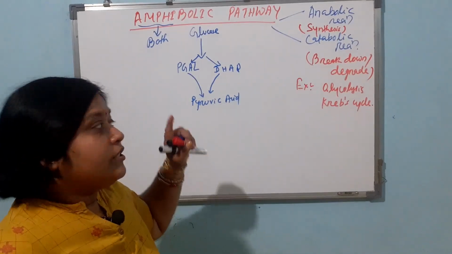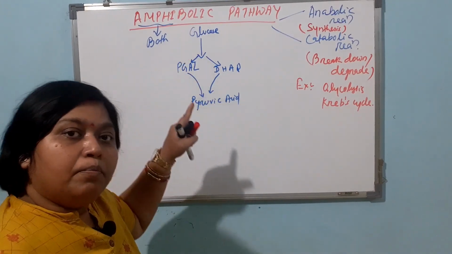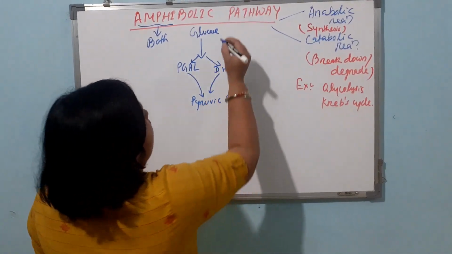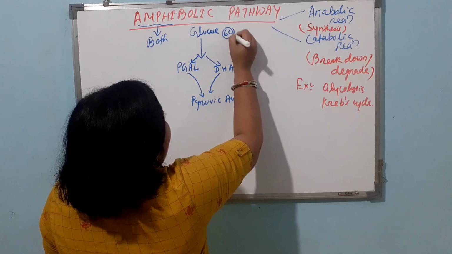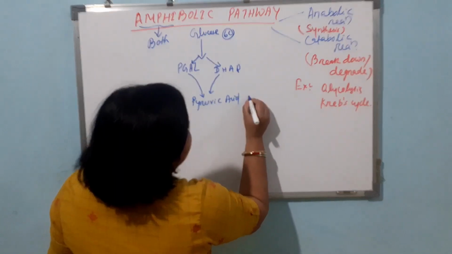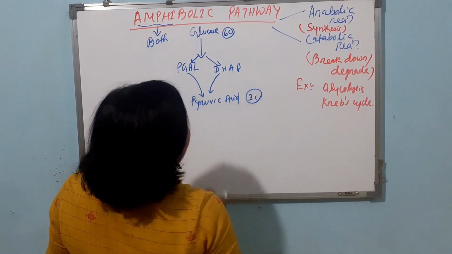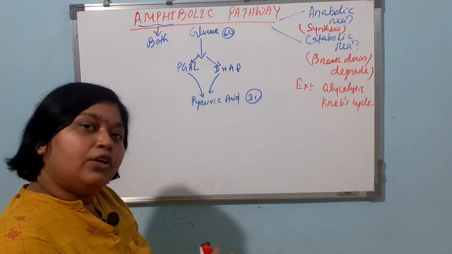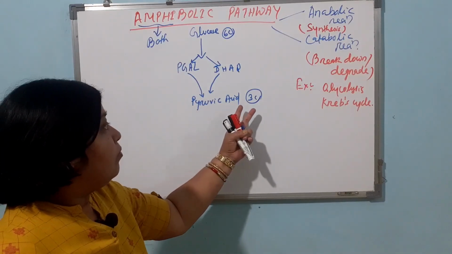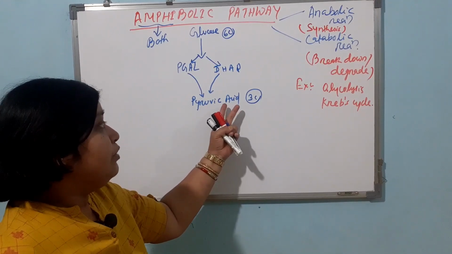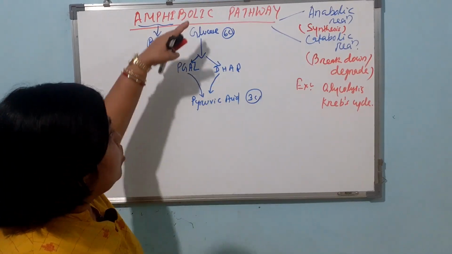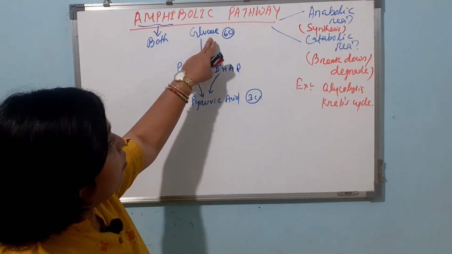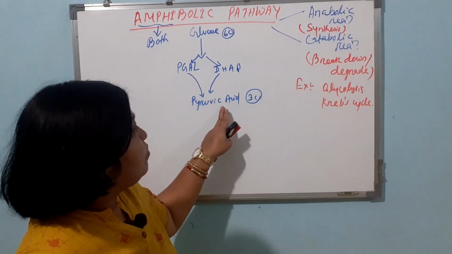In this glycolysis process, one glucose molecule breaks to form two molecules of pyruvic acid. This glucose molecule is a 6 carbon containing molecule. This pyruvic acid is a 3 carbon containing molecule. So, one 6 carbon bigger molecule breaks to form two smaller molecules of pyruvic acid, which is 3 carbon containing. So, this is a catabolic reaction. Here, the molecule is breaking down to form smaller molecules.